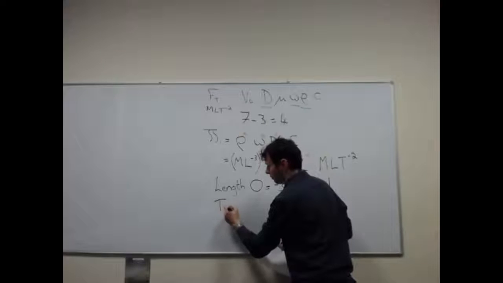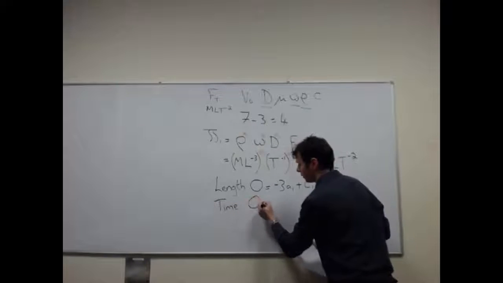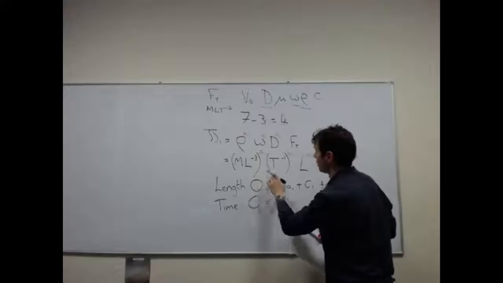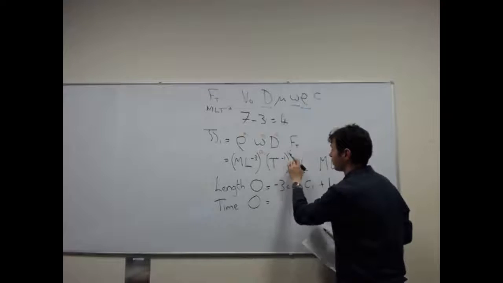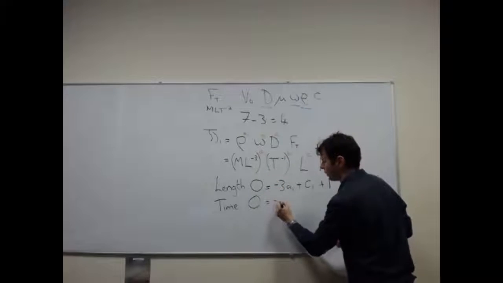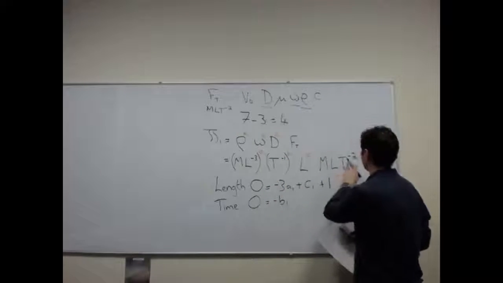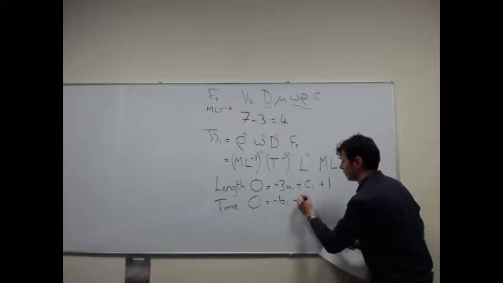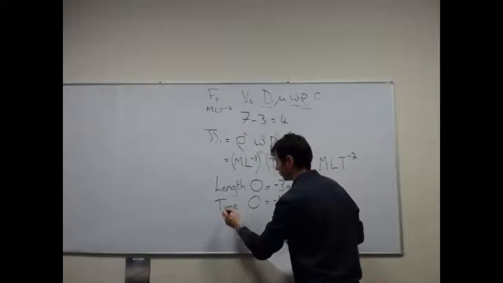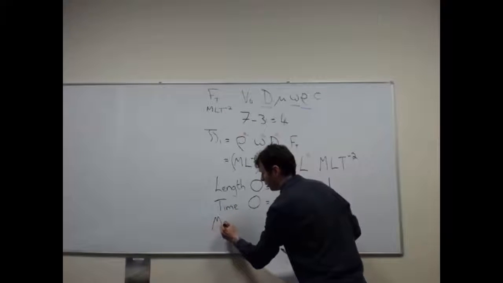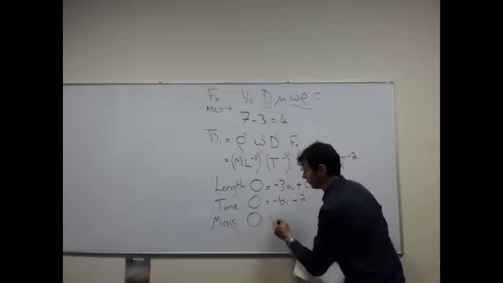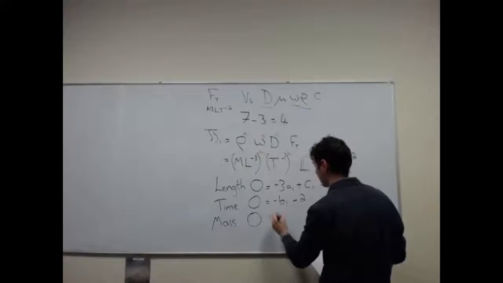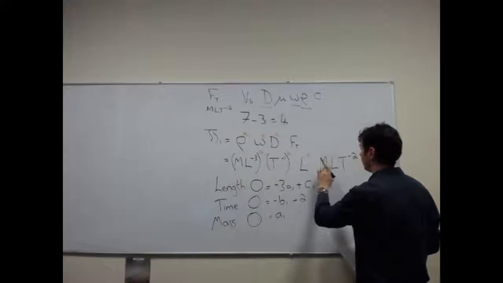Next one is time. So again, 0 equals, and we look along here for all of the time terms. So time to the minus 1, so 0 equals minus B1, and then we've got a power of minus 2, so minus B1 minus 2. And then finally, mass. So the mass term straight away, so 0 equals A1, moving along, plus 1.